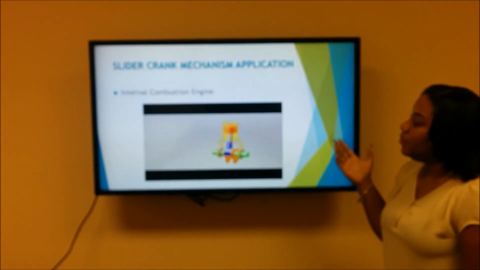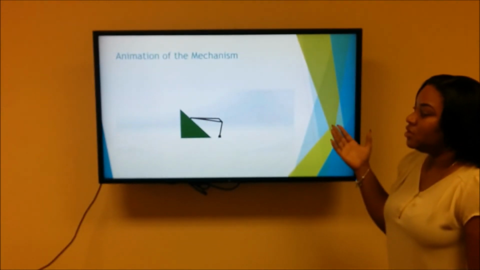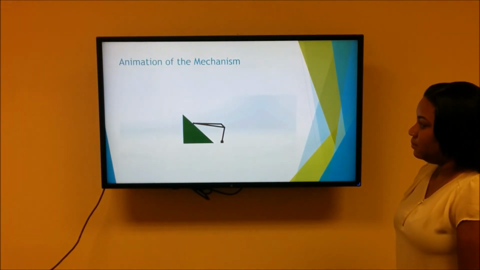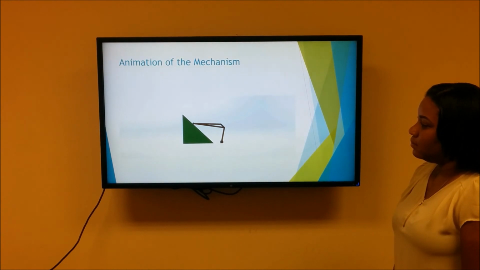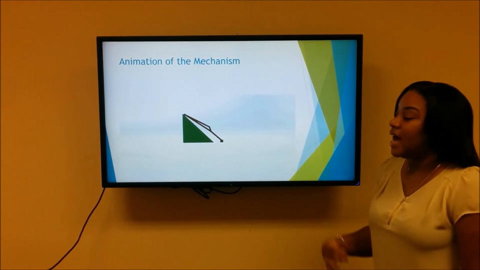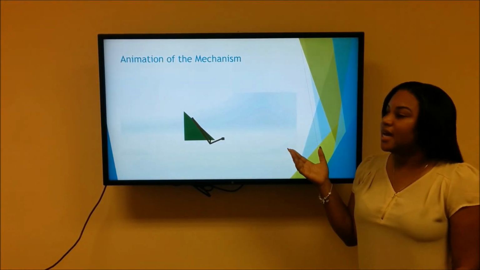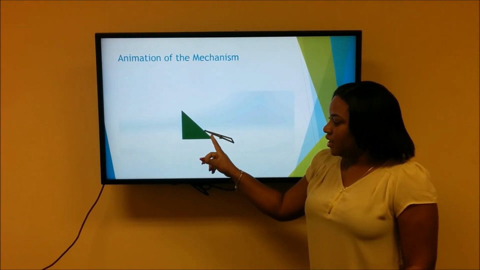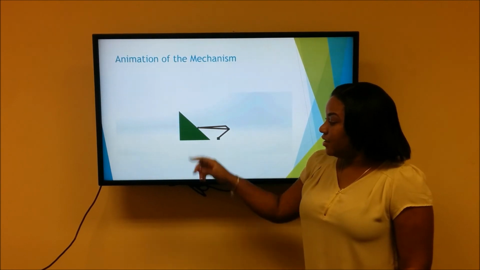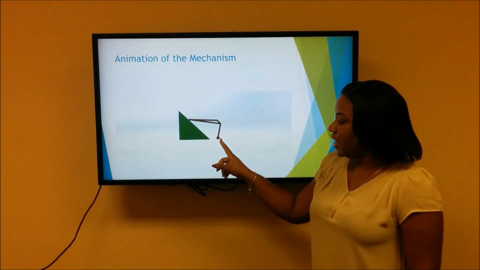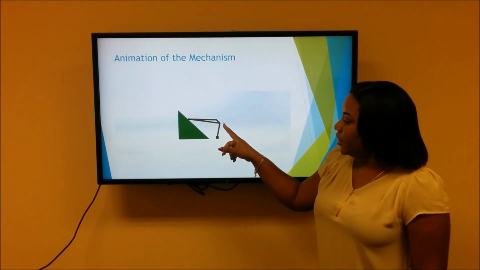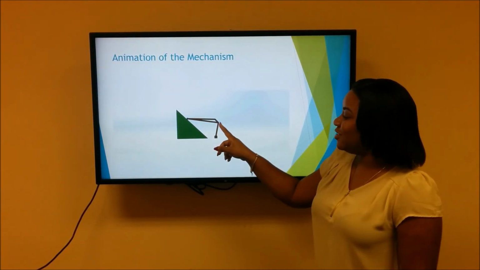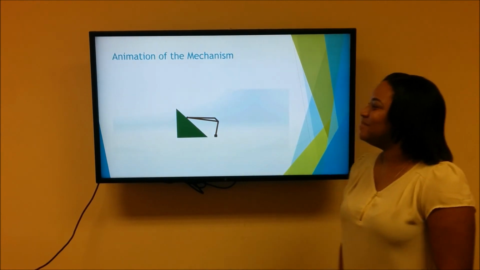And this is just an example of one of the applications we chose, an internal combustion engine. And here is an animation of the mechanism we designed in SolidWorks. As you can see, this is point C moving in a straight line on the slider. This is the point A0, this is point B, point C. I'm sorry, this is point A, B, and C.